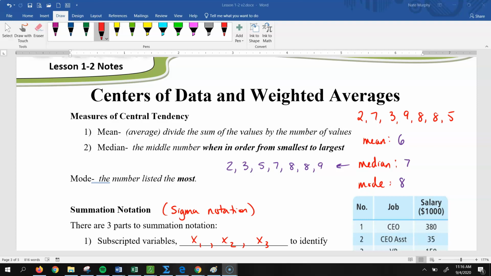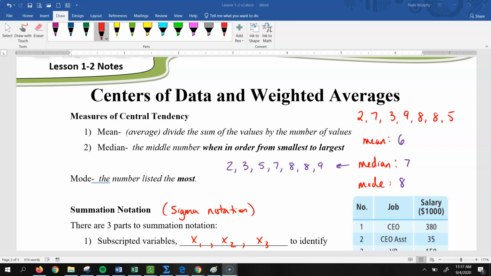Now the mean is just another name for the average. Okay, so when you think about your average you get on your quizzes or tests for a class, you're already familiar with that. And that's just where you add up all the numbers and divide by how many there are. Or another definition of that would be divide the sum of the values by the number of values. And the median is what we call the middle number.